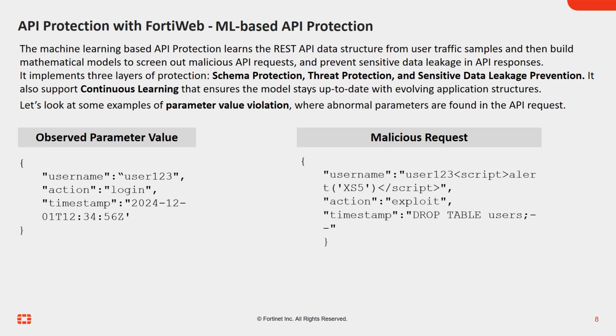When a request like this comes in, FortiWeb will know it's an anomaly because the username contains an unusual pattern with embedded script, suggesting a possible XSS attack. The action includes an unrecognized value, pointing to a potential exploit, and the timestamp is malformed, hinting at a possible SQL injection.